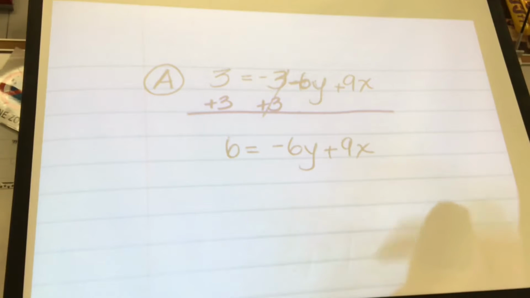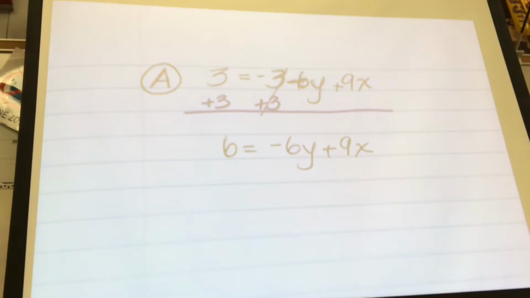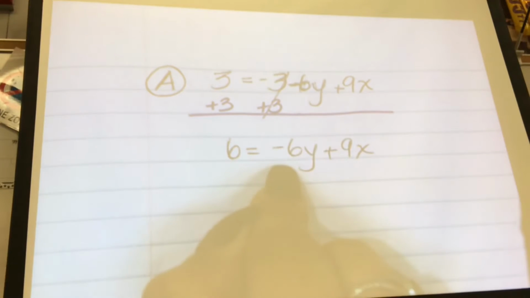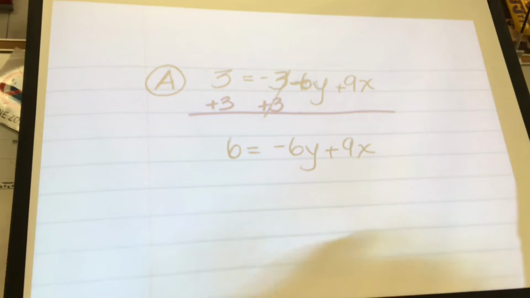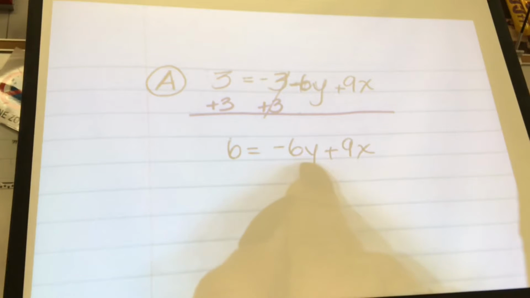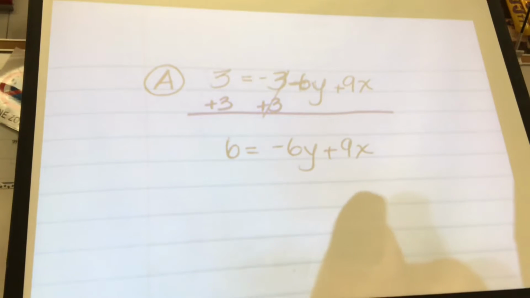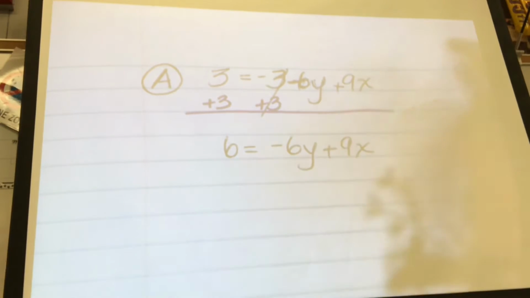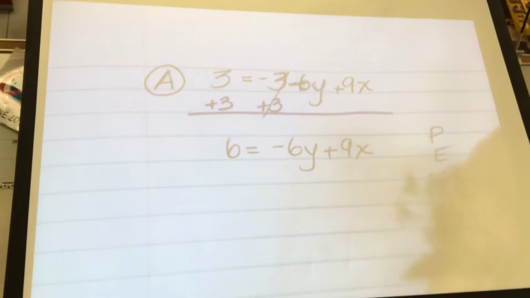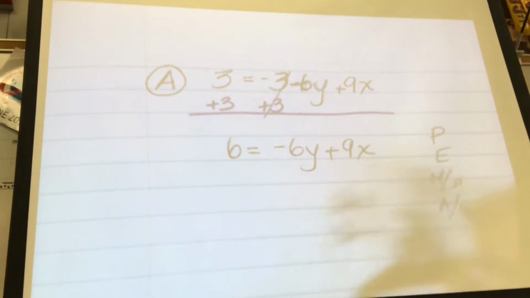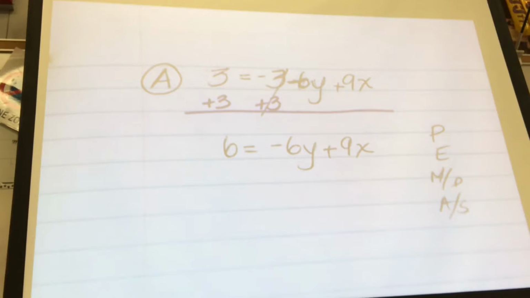Noah, remind me what letter we're trying to get by itself. The y, very good. Annette, how can I get the y by itself? What should be my next step? What should I get rid of next? Should I get rid of that -6 or should I get rid of the 9x? Okay, but the -6 is attached to the y. Remember that we go in opposite order. We go in opposite order of PEMDAS, so please excuse my dear Aunt Sally. So we have to go in the opposite direction.